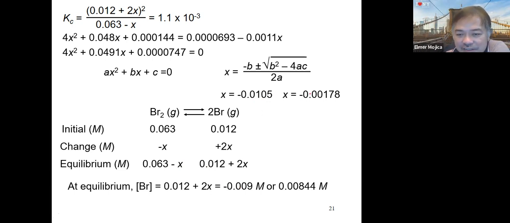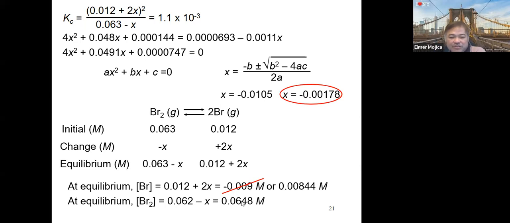So the answer is, okay, the second x, because you cannot have a negative concentration. So that's the correct one. And you're going to use that to subtract in this one. And once you do that, you get that amount.